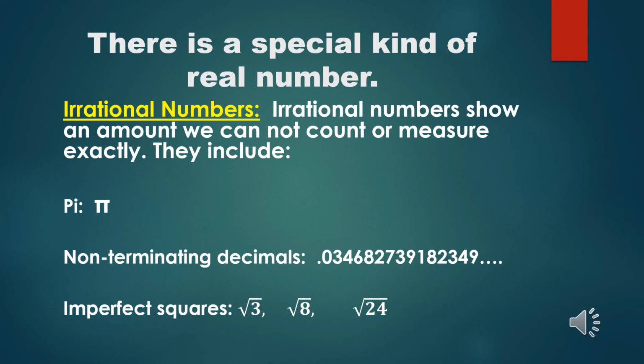The interesting thing about irrational numbers is that when we convert pi to a decimal, it is a non-terminating decimal. When we try to find the square root of an imperfect square, such as the square root of 3 or the square root of 8, the answer will be a non-terminating decimal. So I guess you could say that all irrational numbers are actually non-terminating decimals.